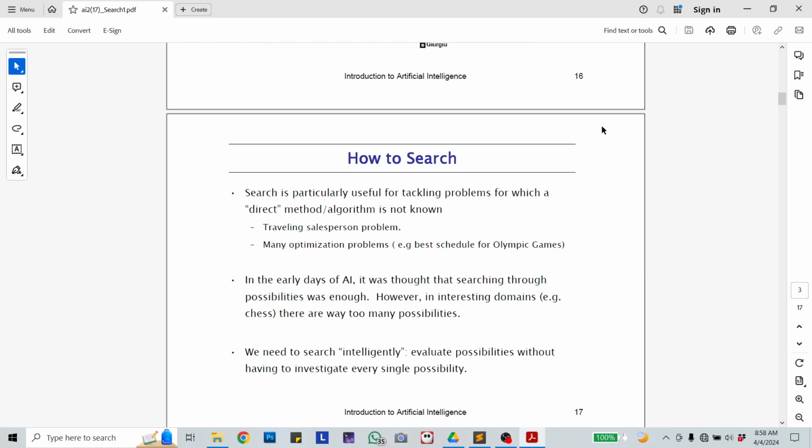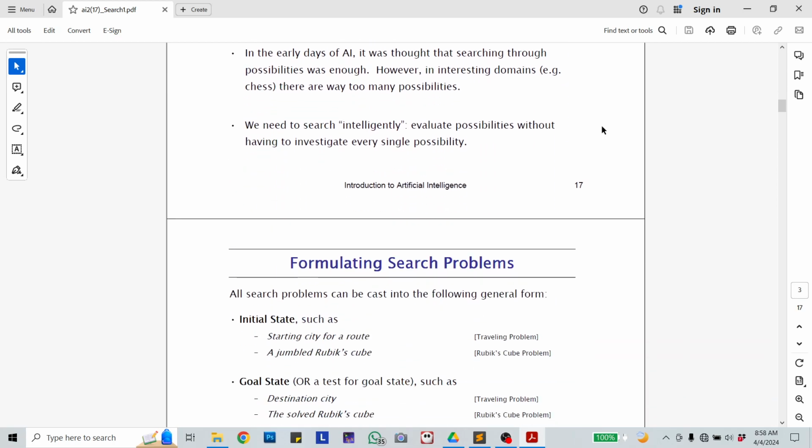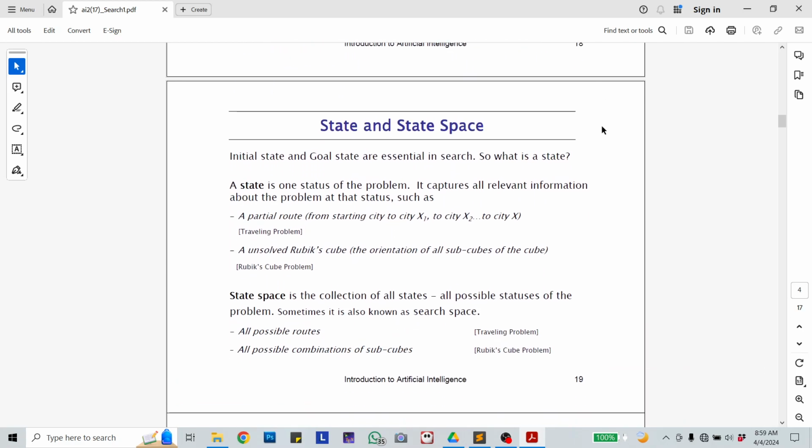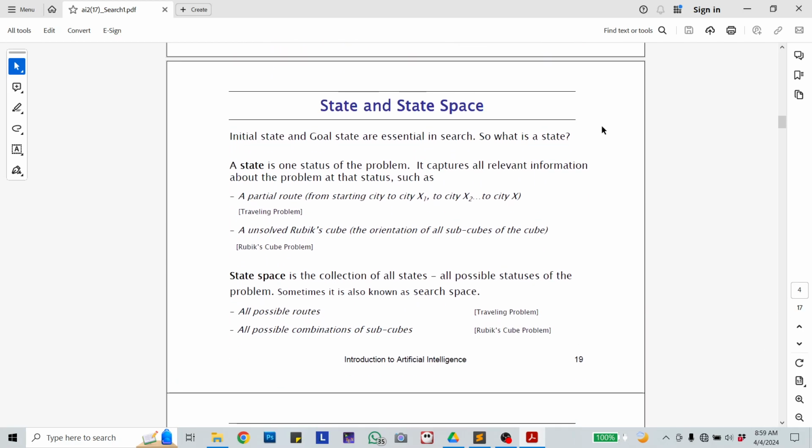Now, the most important thing about this is for us to know how to formulate the search problem. You need to initialize it, give a goal, and also give certain parameters, in other words, permissible operators that would be allowed in your search strategy. In search strategy, we have what we call a state and the state space. A state is one status of the problem, whereas the state space is a collection of the states, so a collection of problems, so to speak.